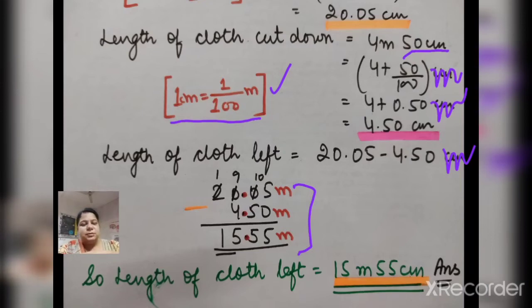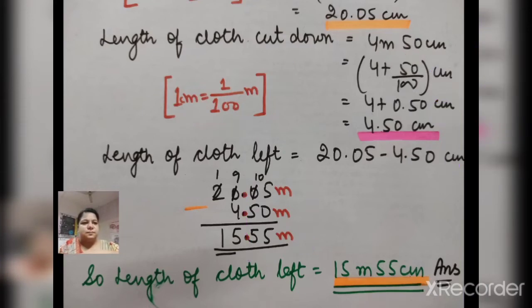Again I repeat, the main thing you need to take care is decimal should be below the decimal, right? So it is 15.55 meters. So 0.55 is 55 hundredth meter. So 55 hundredth means it is 55 centimeters. So the length of the cloth left is 15 meter 55 centimeters. So this is your answer.